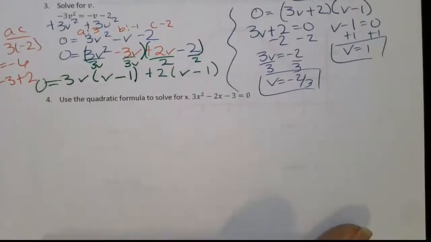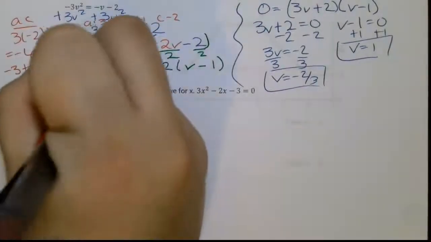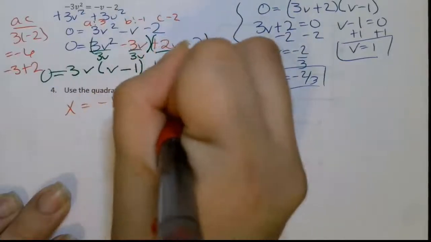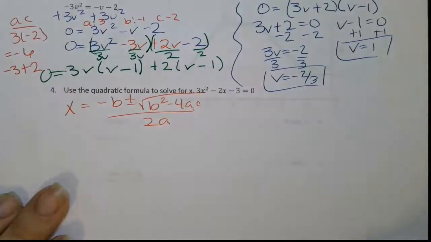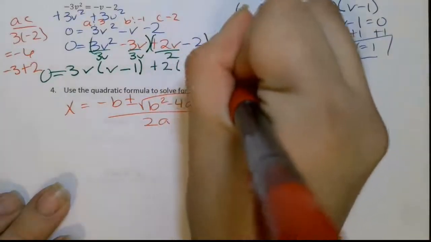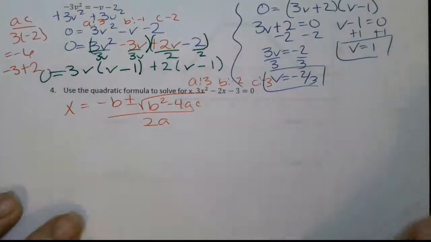Number 4 wants me to use the quadratic formula to solve. Remember, that is x equals -b plus or minus the square root of b squared minus 4ac, all over 2a. Then what you want to do is figure out a, b, and c. So here my a is 3, my b is -2, and my c is -3. So I'm going to go ahead and plug into that formula.